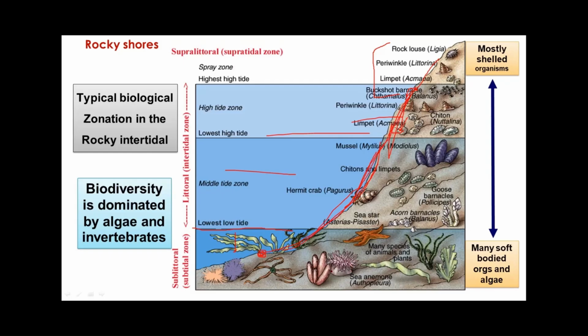Then you have the sea anemones, and you have other stuff in the subtidal or the sublittoral zone, or otherwise in the low tide zone, particularly here, where most of the time there will be a good amount of water compared to the highest high tide, high tide zone or the mid tide zone. Okay, so biodiversity is mostly dominated by the algae and the invertebrates, and there is a typical biological zonation on the rocky intertidal area. Shelled organisms are there in the top, and the soft body organisms are there in the bottom.